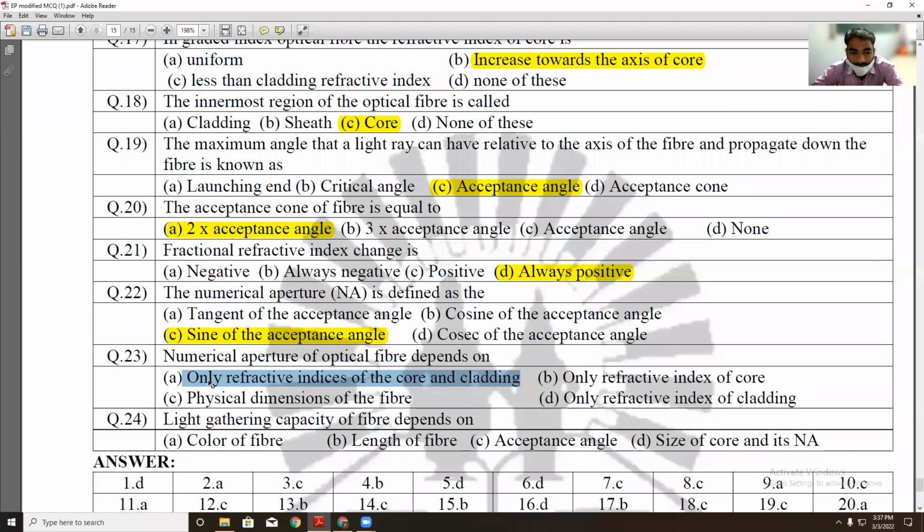Okay, numerical aperture means NA of optical fiber depends on. Okay, basically what is the equation for the NA? What all did we do for NA?